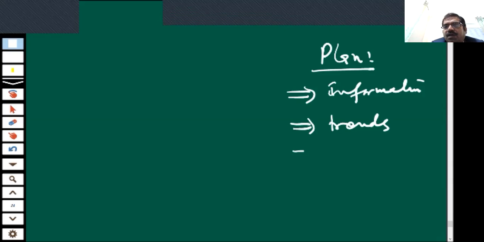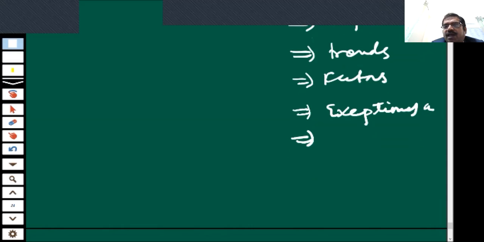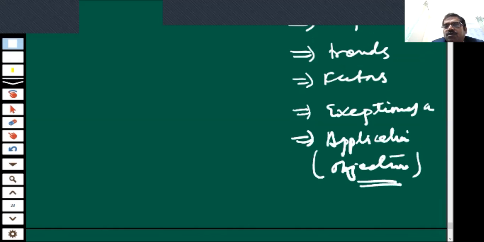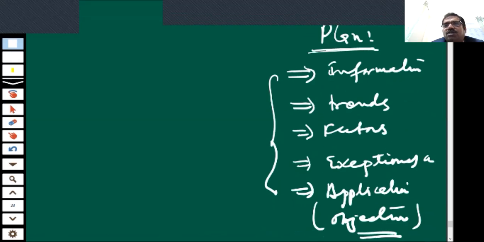So till now, see my plan. My plan is, first I will give you the information, then I will give you some trends, I will give you the factors which affect them, then I will discuss some exceptional cases, and then the application part. Application part means objective type. Then our topic will be perfect. This is my plan of action. Okay, children. So bye bye everybody. Thank you very much.